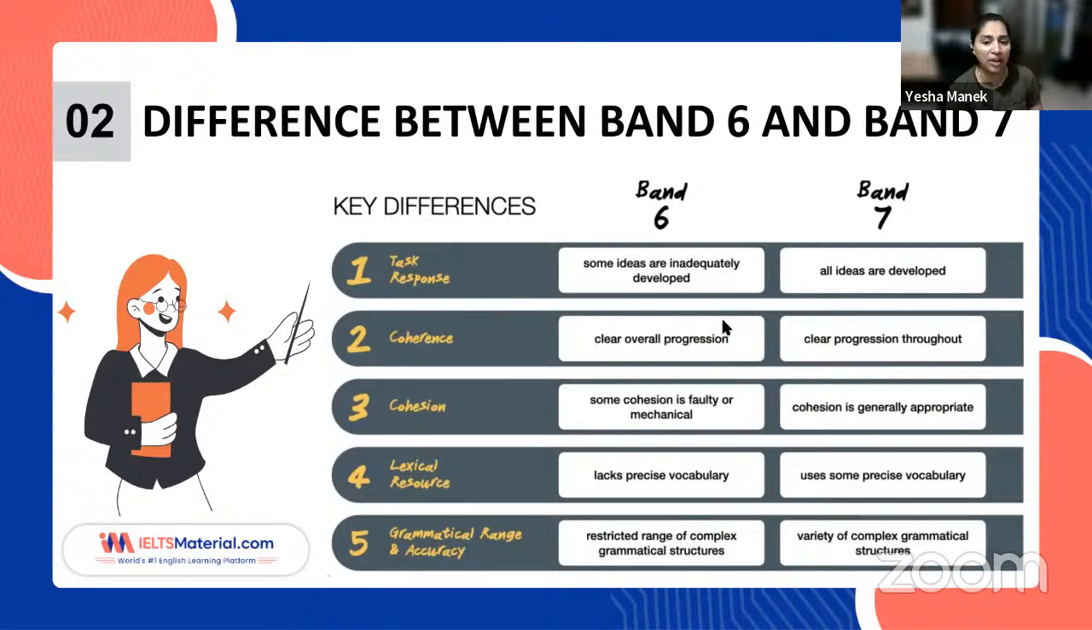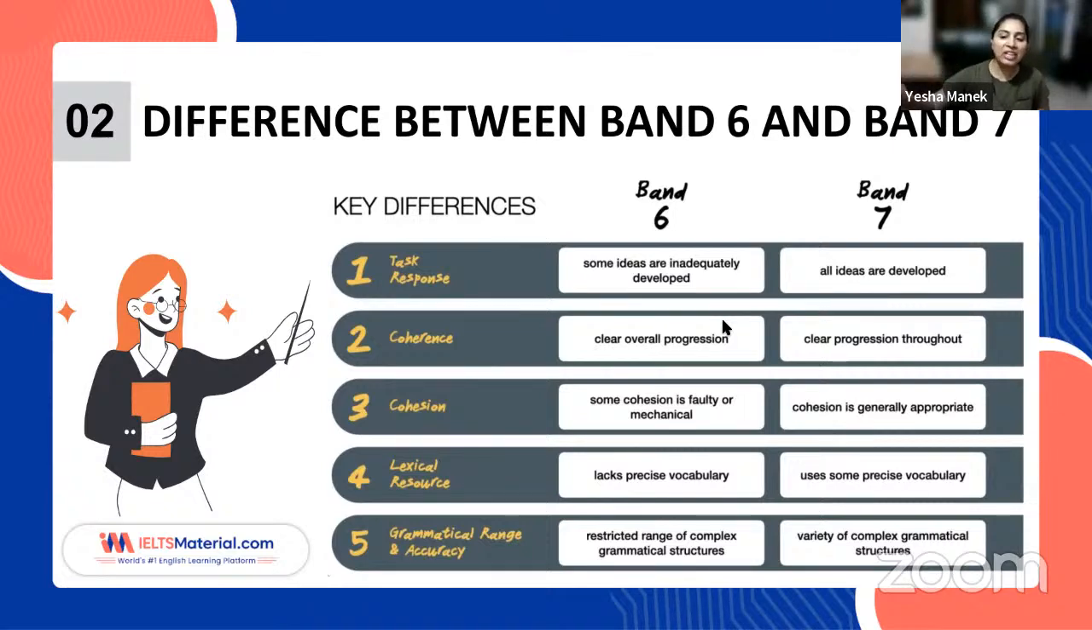Next we come to coherence. Band 7 requires clear overall progression, clear progression throughout. In Band 6 there is some expansion of the main ideas, but it's not very clear. You have to make sure that you give clear progression throughout. Here, only the overall progression is seen. So, for example, there are advantages and disadvantages, and at the end, there is just a rephrasing part.